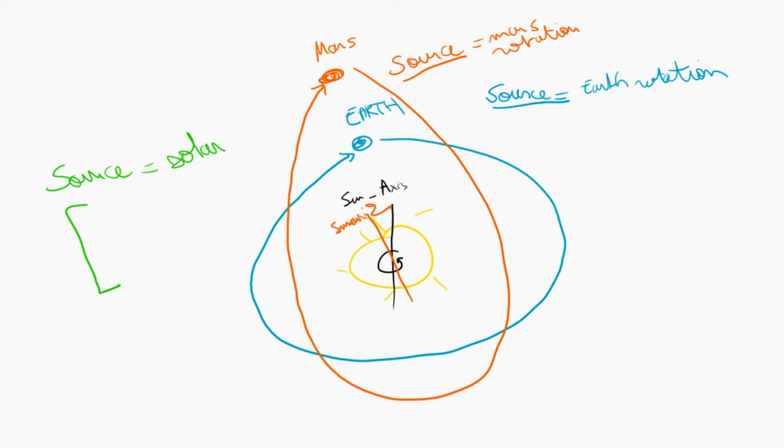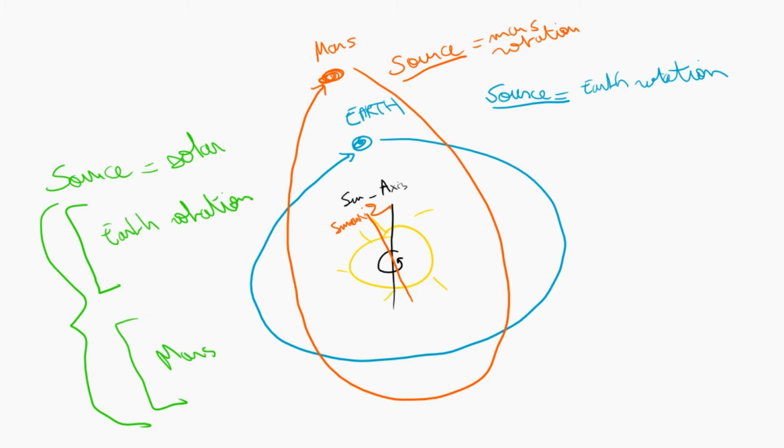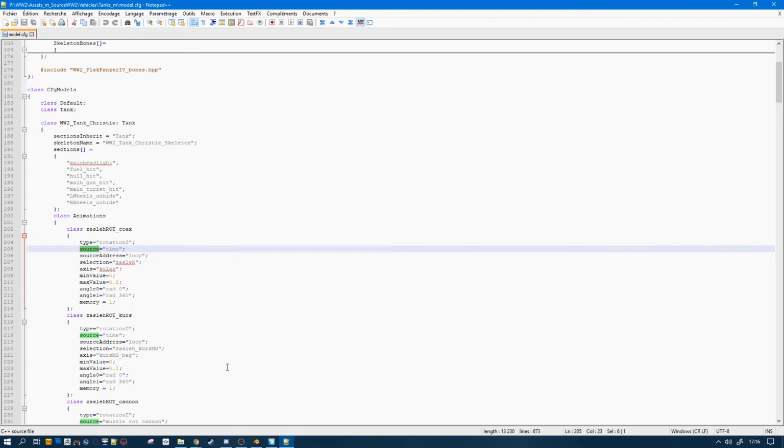So you will have the first rotation, Earth rotation, and you would have Mars rotation, and all this would be controlled by the same controller here, but you would keep the two values. So it works like this.